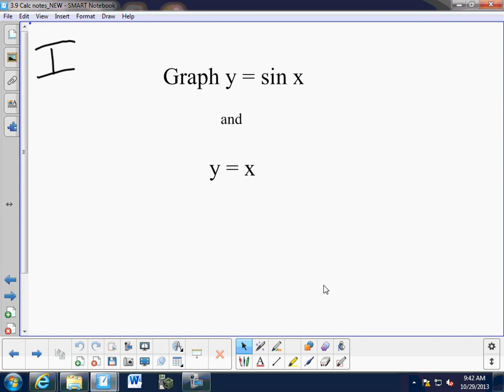So graph these two real fast on your calculator. Take a look at what they look like. Sine of x, of course, we're always going to be in radians, and then the line y equals x. And zoom in a little bit, see what's going on with that. We'll pause here for a second.